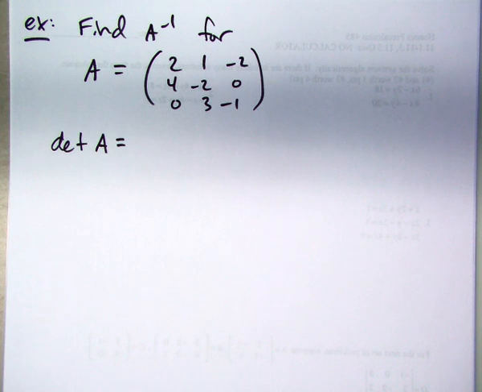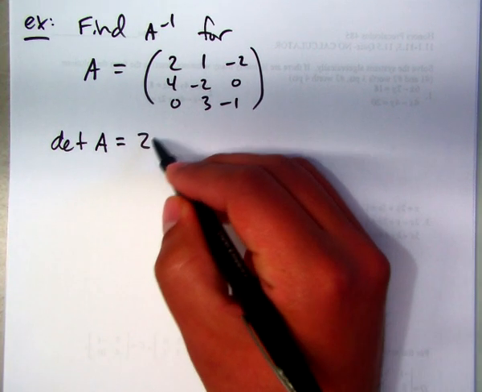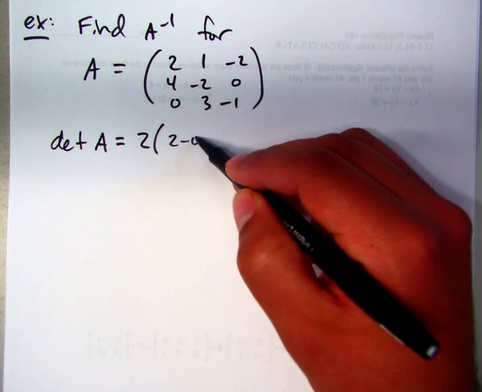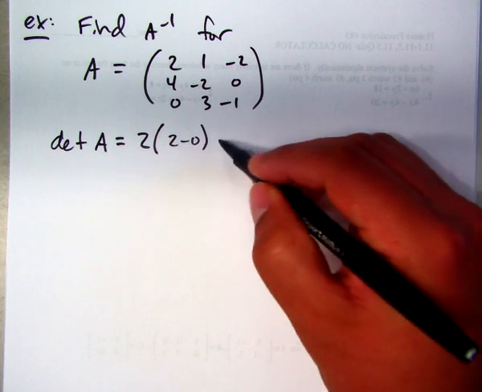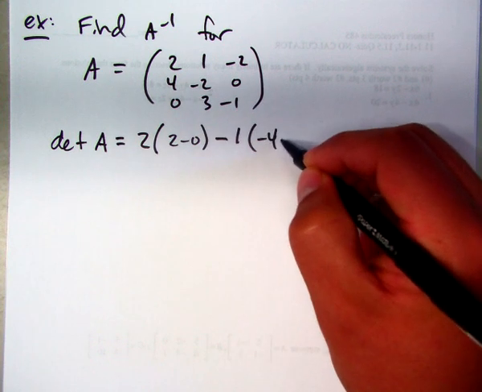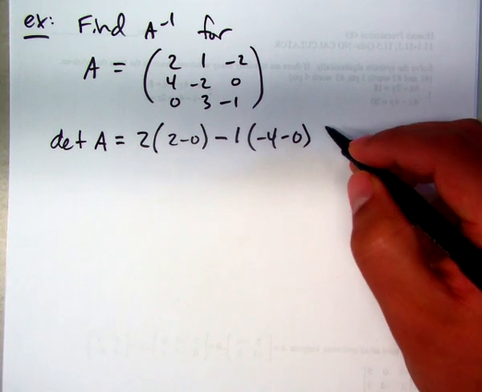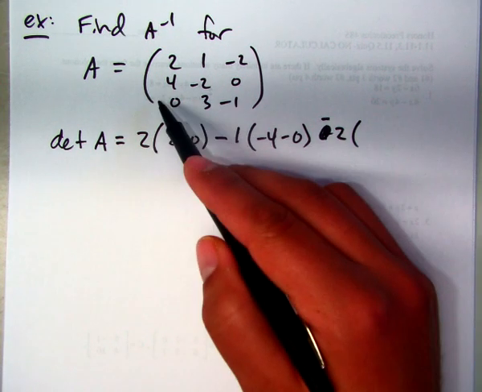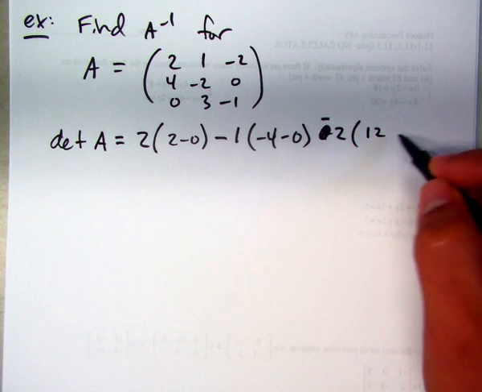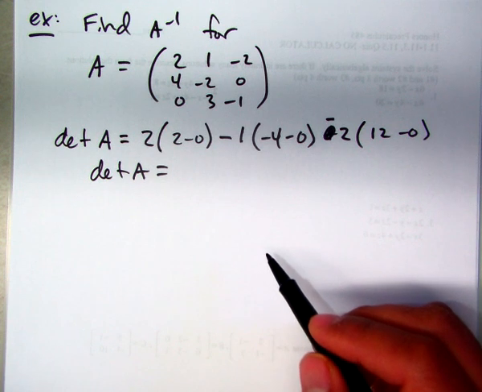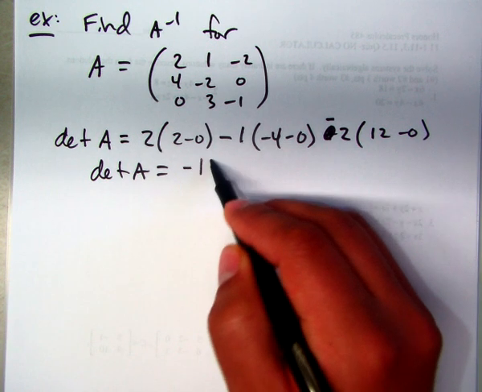Two times the determinant of 2 minus 0, minus negative 4, and it would be minus 0, plus, nope, minus 2 times 12, right? 12 minus nothing. So the determinant of A is 4, 4, negative 16. Okay, so there's our determinant.